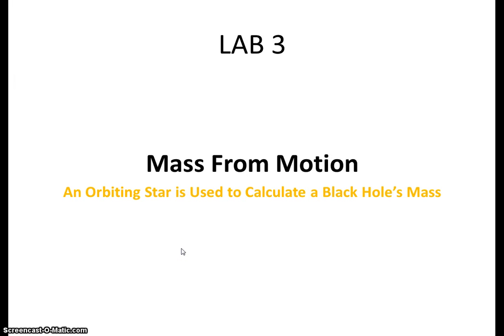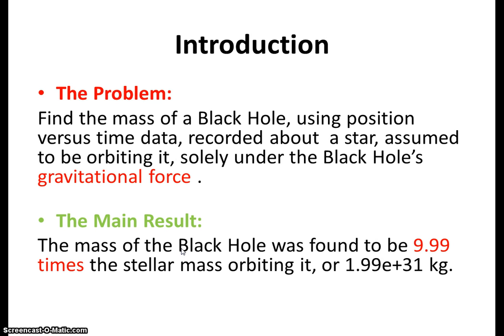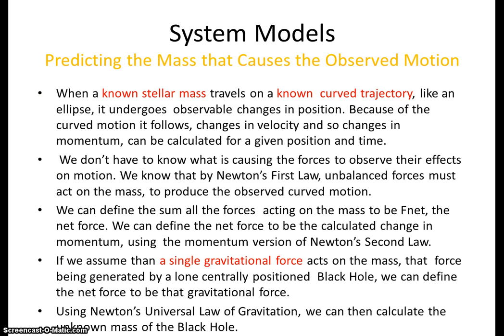Lab 3, mass from motion. Problem: find the mass of a black hole using position versus time data recorded about a star, assumed to be orbiting it solely under the black hole's gravitational force. The main result: the mass of the black hole was found to be 9.99 times the stellar mass orbiting it, or 1.99 times 10 to the 31 kilograms.